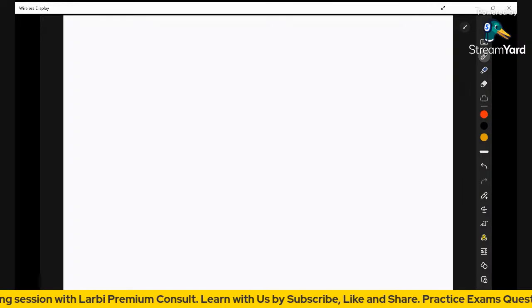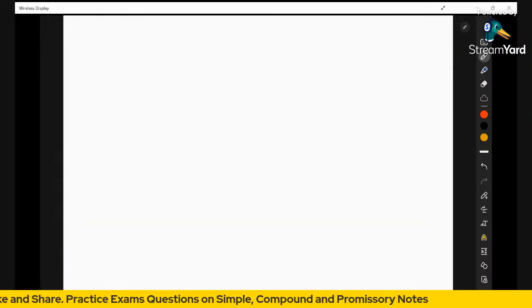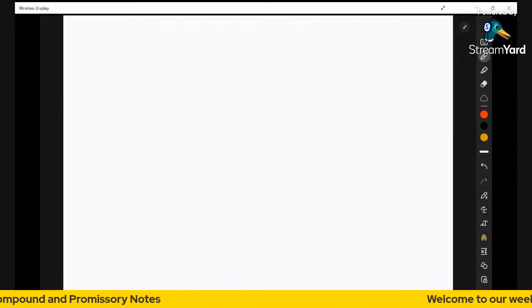So today, as I said, it's going to be in a two-section form. We look at the background knowledge behind simple and compound interest and as well promissory notes, and later solve some practical questions. So that is what we're going to do for today. Let's take note of that.